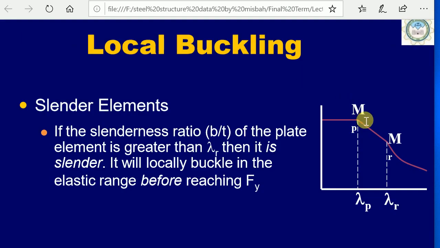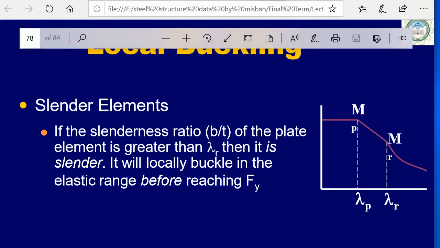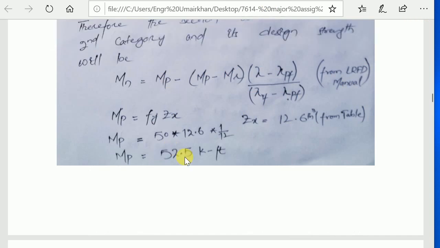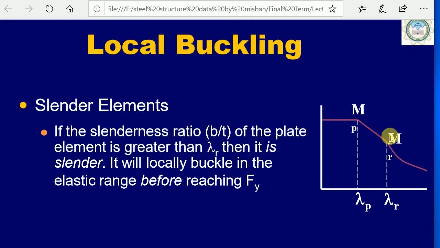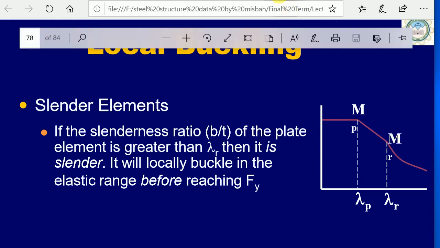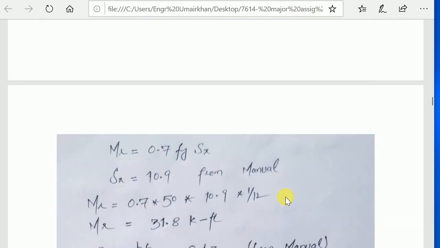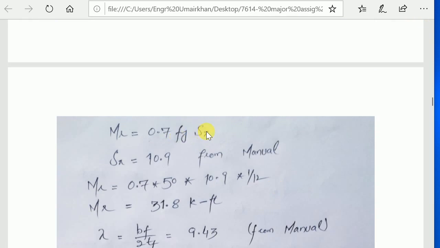Now we have to determine this Mr, because the section strength will be in between these two values. Mr is just 0.7 times Fy times Sx, where Sx is the elastic section modulus, 10.9 from the table. I will show you this one as well. Here you have Sx, and that is 10.9.